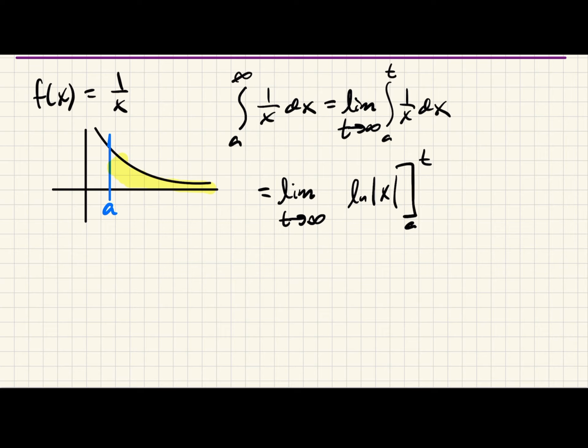So that one behaves pretty differently than the last one. So let's see what we have. We have the limit as t goes to infinity of the natural log, and I'm not worried about absolute values if I'm way out there, am I? If I'm on the right of the y-axis, I don't really care. So the limit, the natural log of t minus the natural log of a.